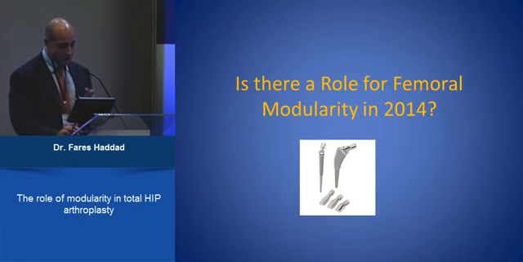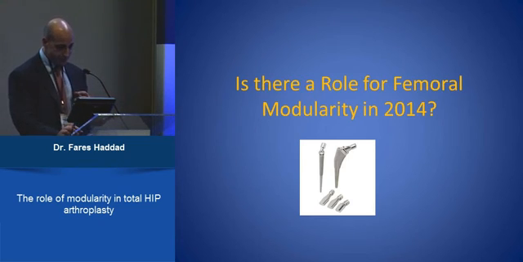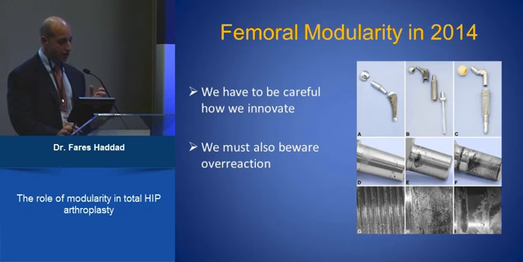So just to summarize for you, is there a role for modularity in 2014? The reality is, of course, there is, because we still want modular heads. We're not going to go back to completely monoblock stems. So we have to be careful how we innovate, but we also need to beware overreaction. We definitely have introduced a new facet into our thinking, which is corrosion, and we need to bear that in mind.